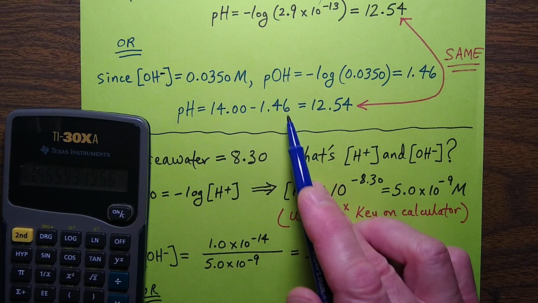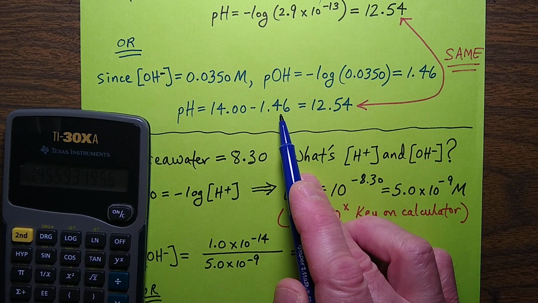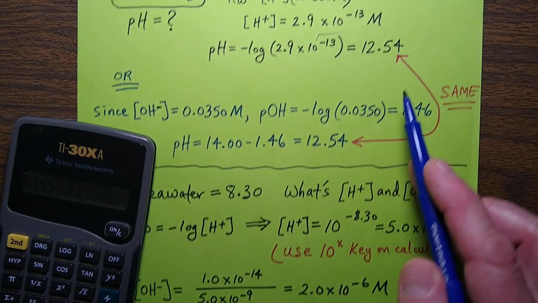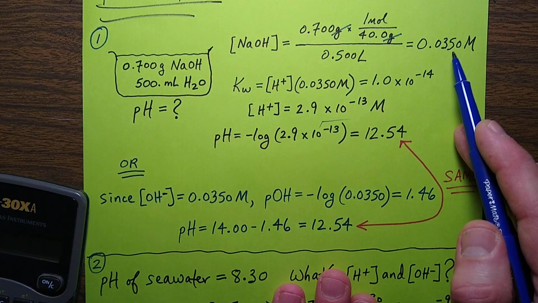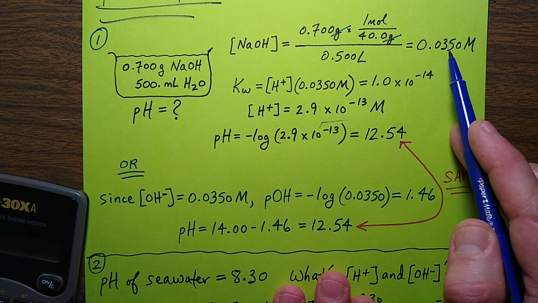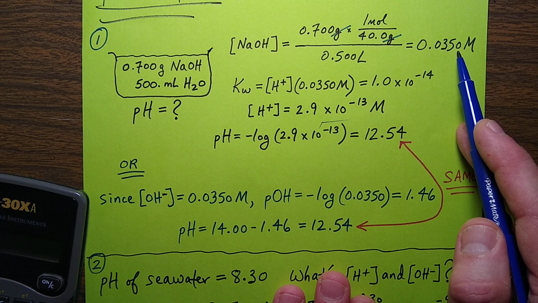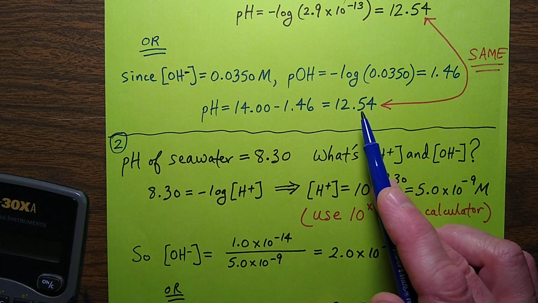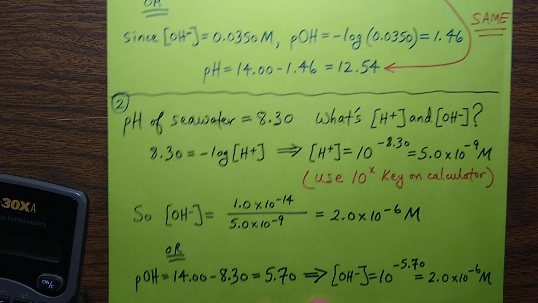So I know they add up to 14. If I know the pOH is 1.46, I just subtract that from 14 to get a pH of 12.54. That should make sense to you because the hydroxide ion concentration you calculated is a pretty large number. That's greater than 10 to the negative 7th moles per liter. Therefore, you are in a basic solution, and you should calculate a pH that's greater than 7, which I did.